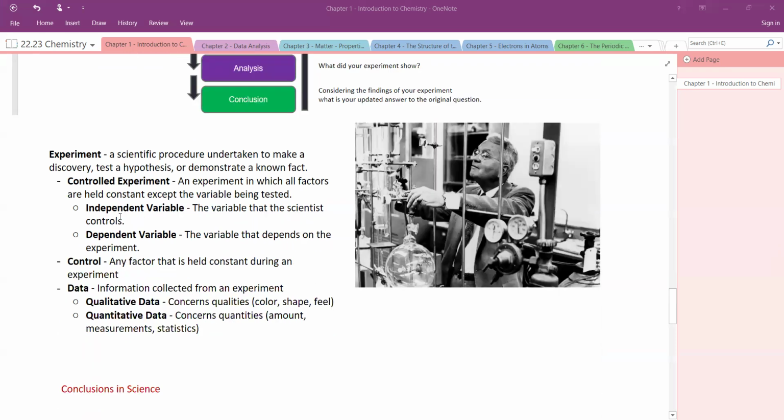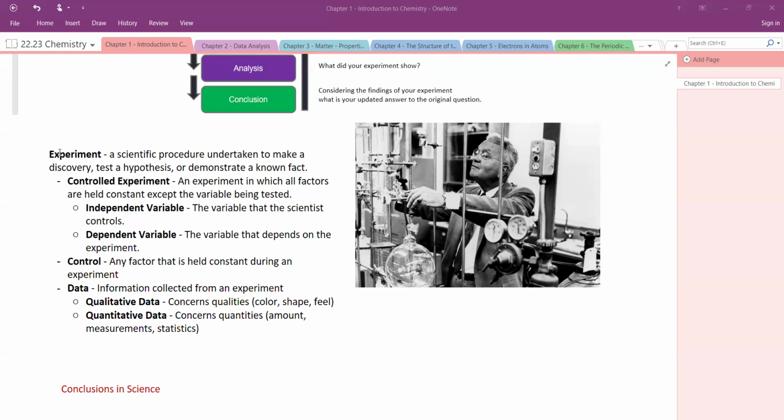Now, some vocab words to specifically talk about research in chemistry. We have an experiment. This is a scientific procedure done to make a discovery, test a hypothesis, demonstrate a fact, etc., done for some specific and professional purpose. A controlled experiment is what chemists focus on. Chemists are most often working in a lab. They almost always deal with a controlled experiment, which is simply an experiment where you've held everything constant except for one factor that you're changing.